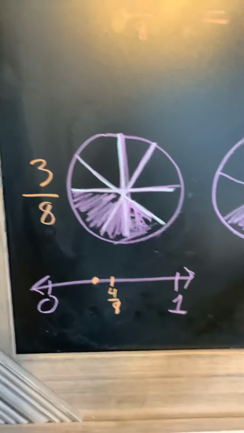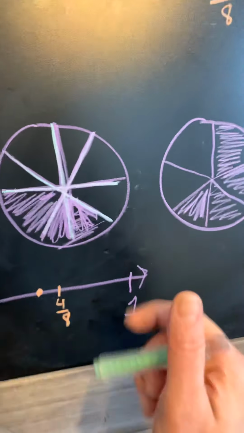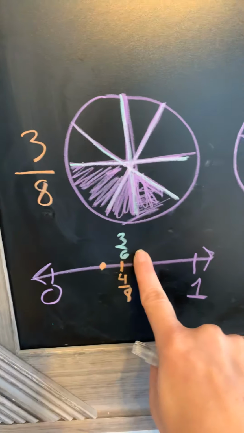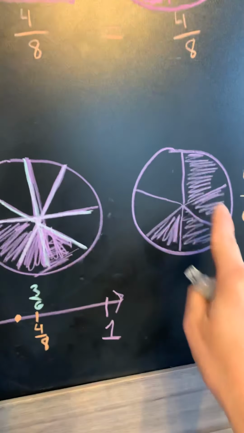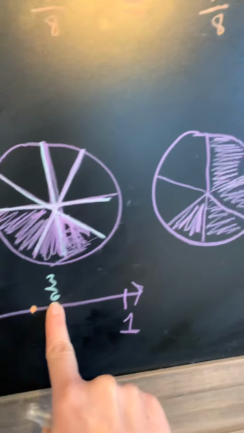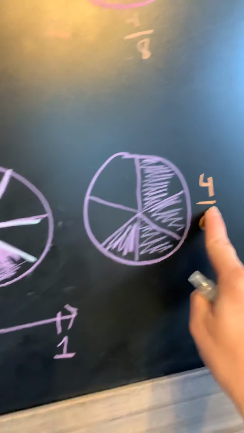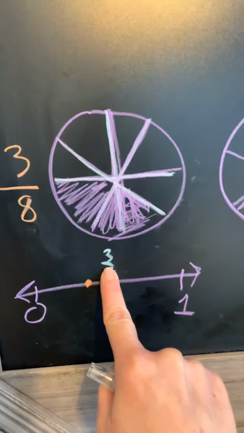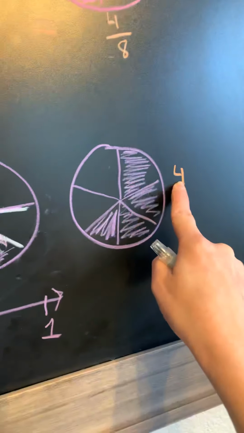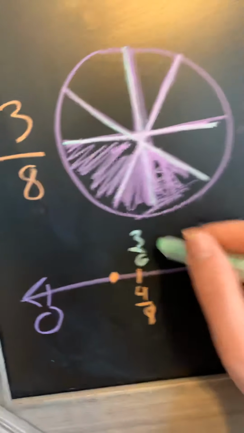Now, what is half of 6? 3. So at the halfway mark, I know 3/6 would be half of this. If half of this was shaded, the fraction would be 3/6. So when I look at my fraction of these shaded parts, 4/6, is 4/6 equal to 3/6, less than, or greater than? Well, 4 is greater than 3. So 4/6 is going to be somewhere over here.